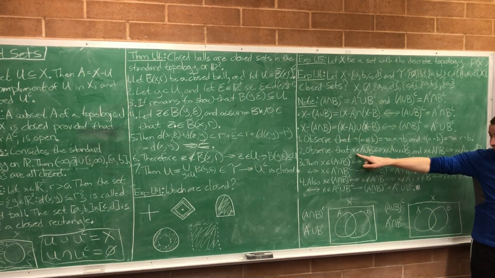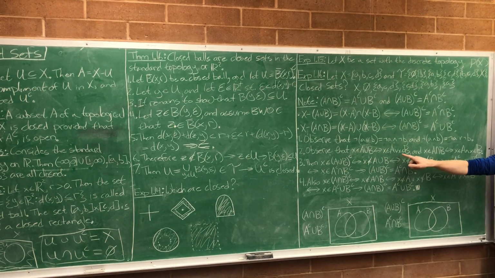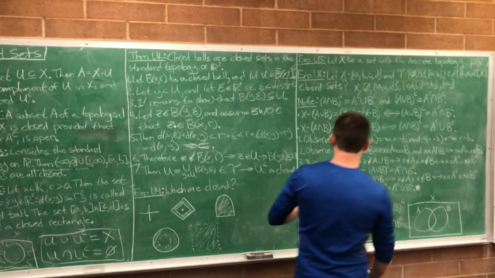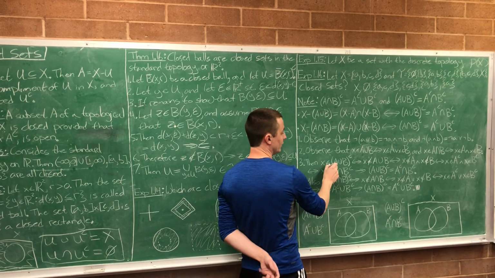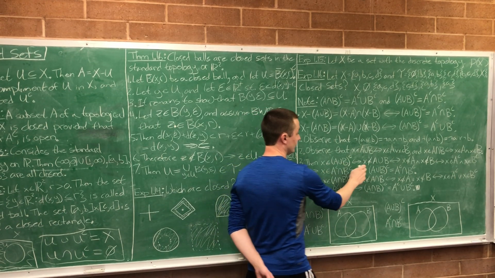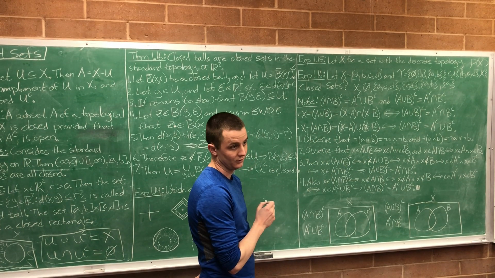So observe that X is in A union B is identical with X is in A or X is in B, right? Similarly, X is in A intersect B is the same thing as X is in A and X is in B. Good? Okay. So then, if X is in the complement of A union B, that's the same thing as X is not in A union B, right?